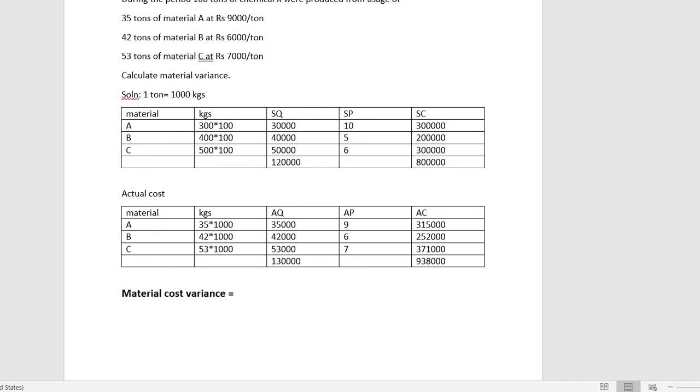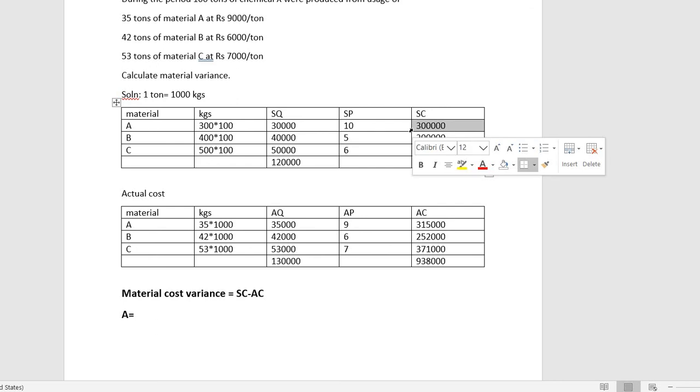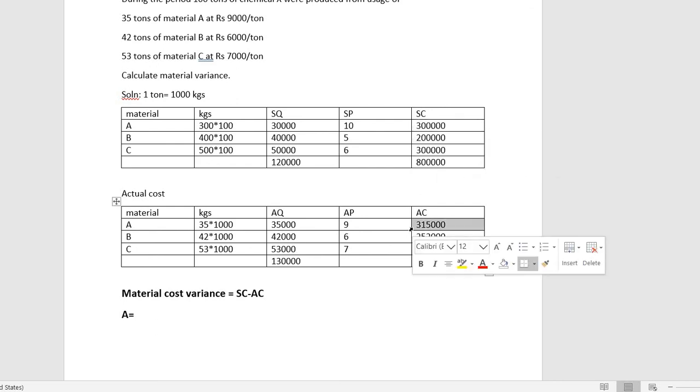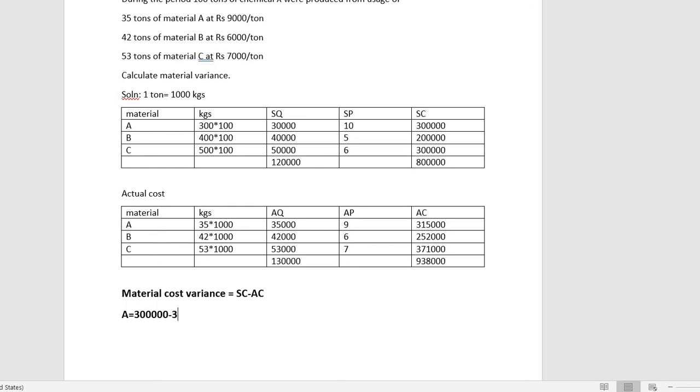Material cost variance is equal to standard cost minus actual cost. So for material A, the standard cost of material A is, you can see here, 3 lakh. Actual cost is 3,15,000. 3 lakh minus 3,15,000 is equal to, so it comes to minus 15,000, that is adverse variance.